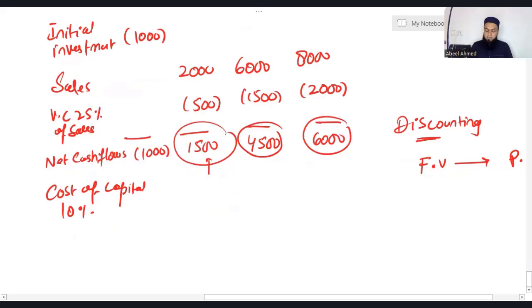Assuming the cost of capital is 10%, at time 0, the discount factor is 1. At time T1, it is 0.909, then 0.826, and 0.751. How do we calculate these discount factors? I'll tell you this also, don't worry at all.